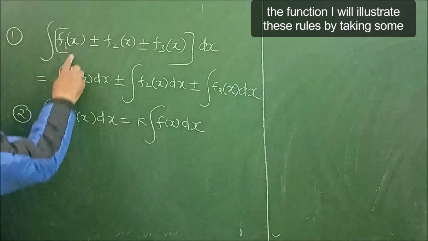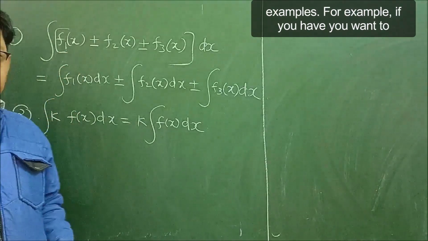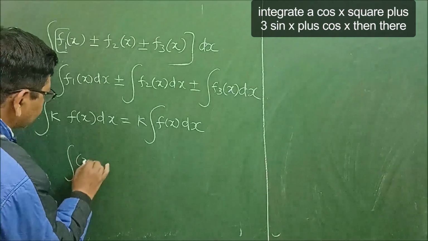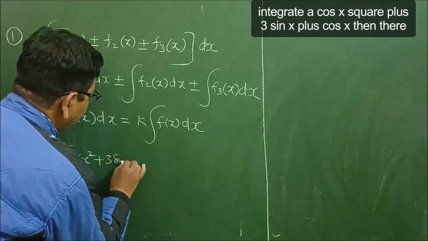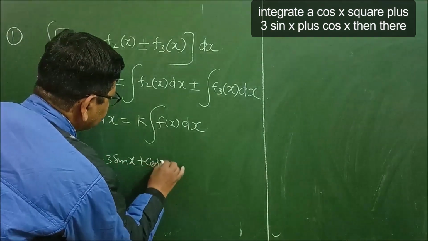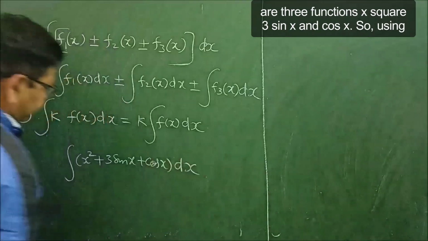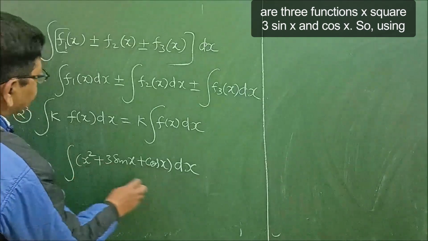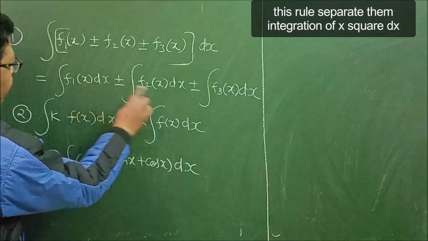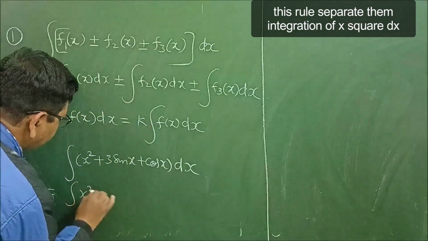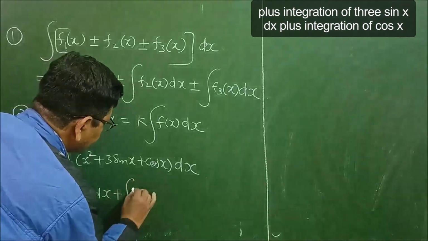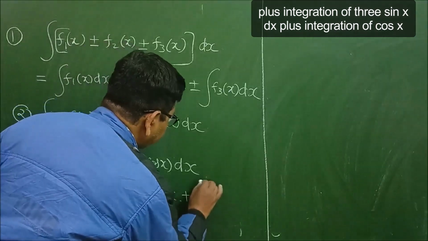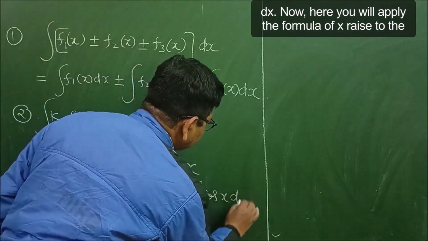I will illustrate these rules by taking some examples. For example, if you want to integrate x square plus 3 sin x plus cos x, then there are three functions, x square, 3 sin x and cos x. So using this rule, separate them. Integration of x square dx plus integration of 3 sin x dx plus integration of cos x dx.